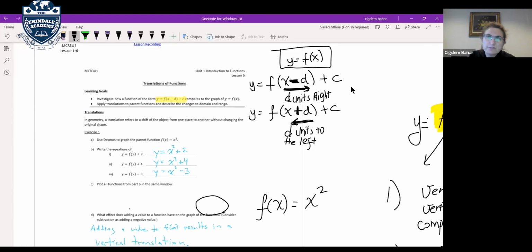And if you see the c value, it's taking the graph up or down. If this is positive, the graph shifts c units up vertically. And if you see a negative sign here, it means down. If you see negative, it means c units down. Negative down, positive up. Negative d, d to the right, positive d, d to the left.